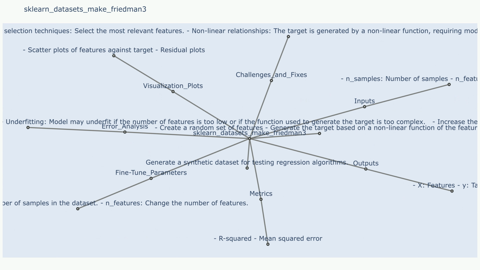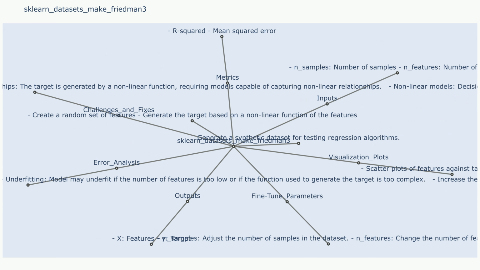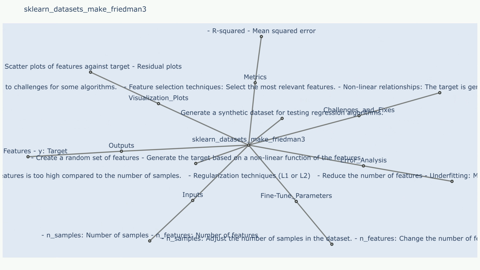Visualization plots. Scatter plots visualize the relationship between individual features and the target variable to understand the nonlinear patterns in the data. Pair plots create a matrix of scatter plots to show the relationships between all pairs of features and the target variable. N samples: adjust the number of samples to control the size of the dataset. A larger dataset may lead to more robust model training.